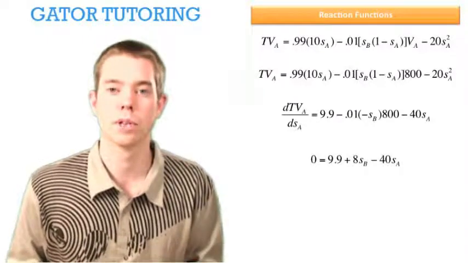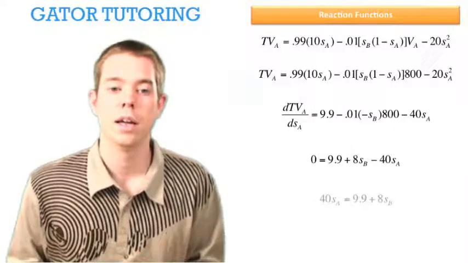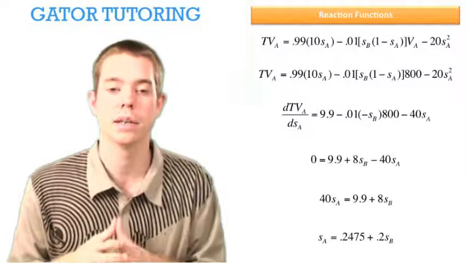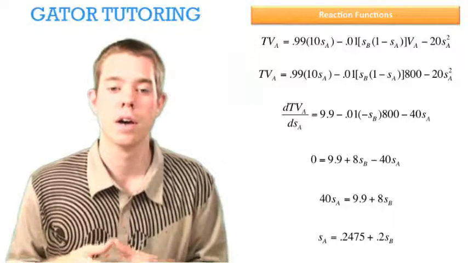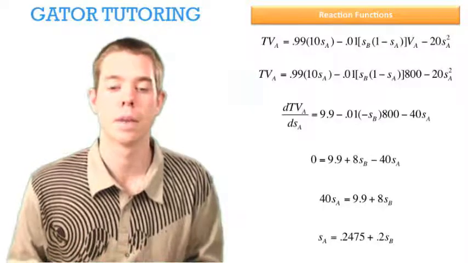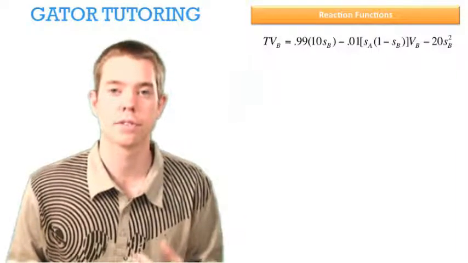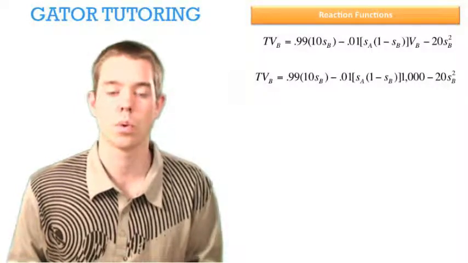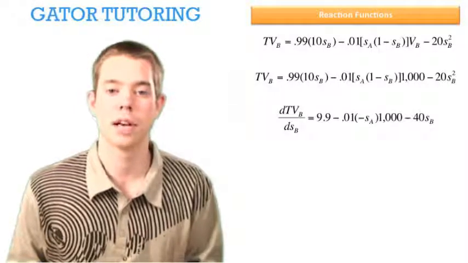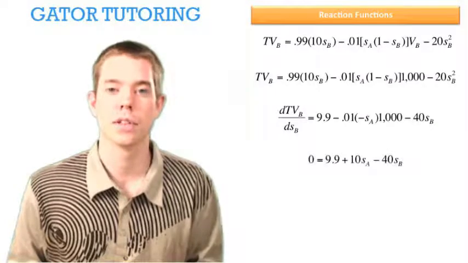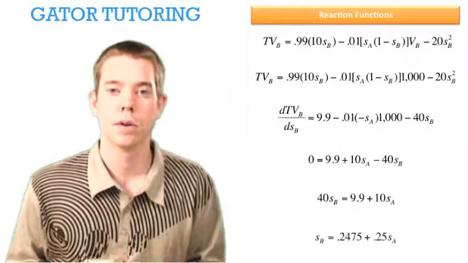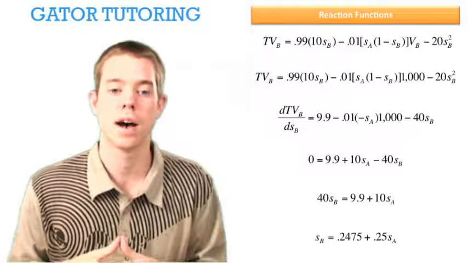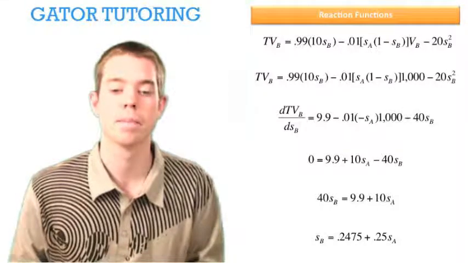We set this derivative equal to 0, and we start to simplify, and we see that the reaction function for country A is SA equals 0.2475 plus 0.2 SB. Well, now we can do the same exact process for country B. We plug in 1,000 for VB. This was given to us in the question. We take the derivative with respect to SB, and we start to simplify this down. Again, we find B's reaction function is SB equals 0.2475 plus 0.25 SA.